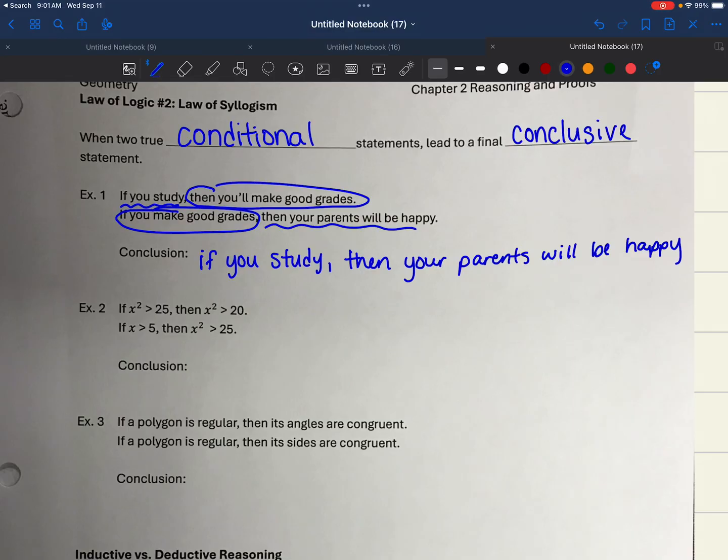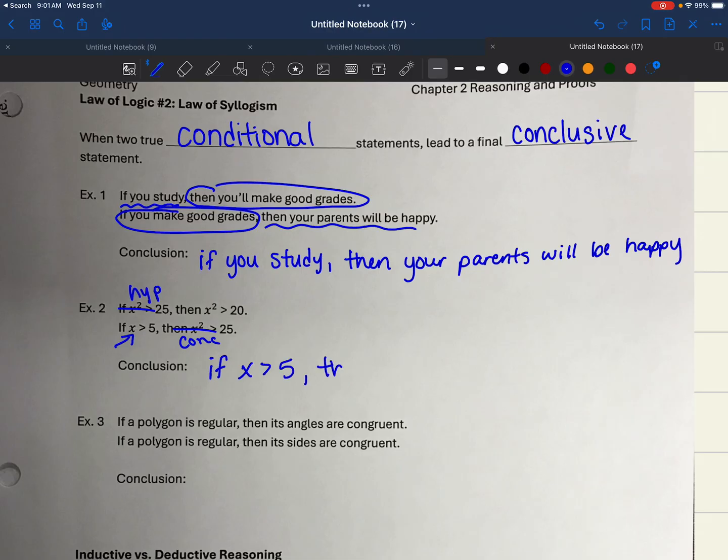Okay. All right. So on our second part, it says if x squared is greater than 25, then x squared must be greater than 20. If x is greater than 5, then x squared is greater than 25. So what parts do we have here that we could get rid of? Yeah, this x squared greater than 25. So on our first part, our hypothesis was this, right? And our final conclusion was here.